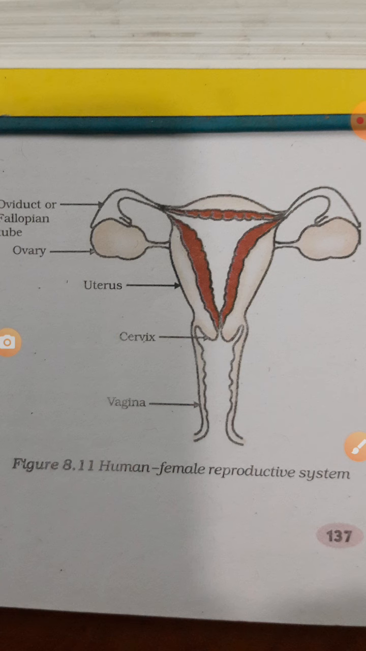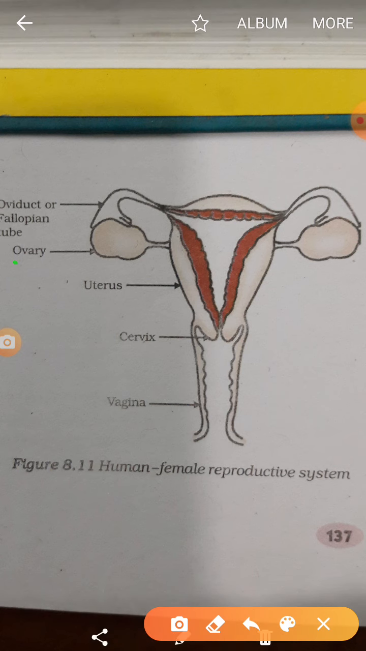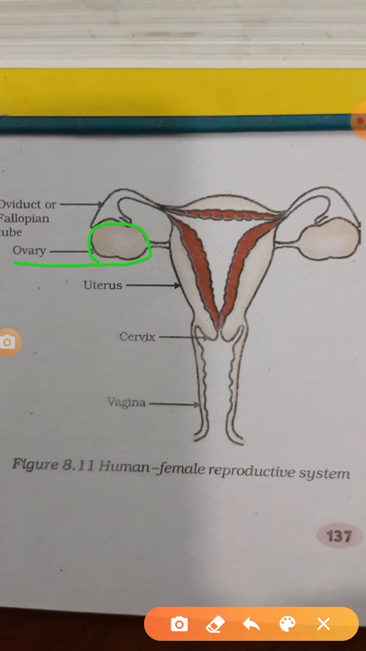In females, the ovary acts as the primary sex organ. That is the organ where female gametes are produced. The ovary is called the primary organ of reproduction because inside the ovary gametes are formed. There are two ovaries found in the abdominal cavity.